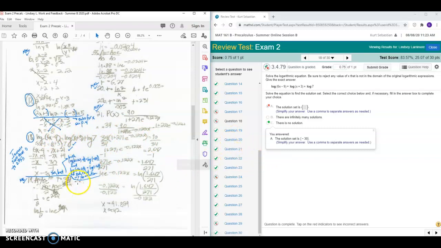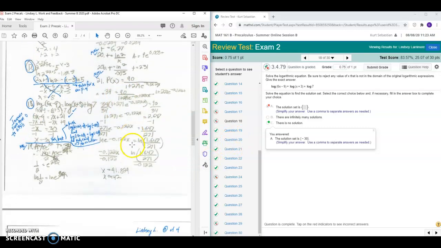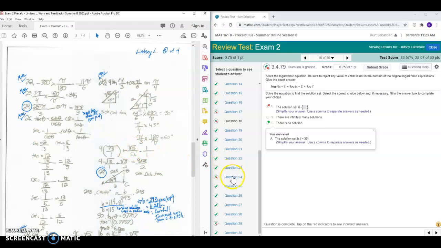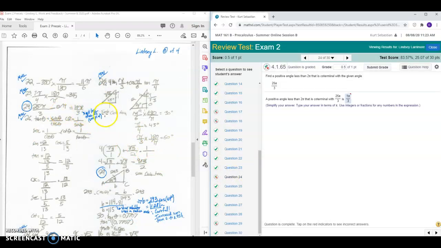All right, 19, 20, 21, those are all correct on your own. 22, 23, correct on your own. 24. 24 wants you to find a positive angle that's less than 2 pi that is coterminal with 25 pi over 3. So yes, you had the right idea.